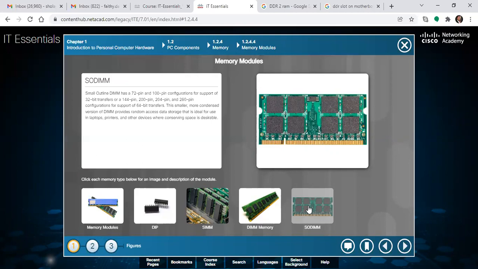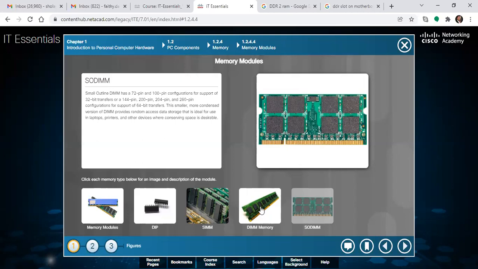So you can use this in laptops, you can use it in some printers. Some direct image printers use this particular memory, and other devices where conserving space is desirable. Okay, so a SODIMM, once you see this, you know it's for a laptop. If it's not for your laptop, it's for a DI machine, which is a direct image machine, all those big machines that are computerized. So they use this particular memory.